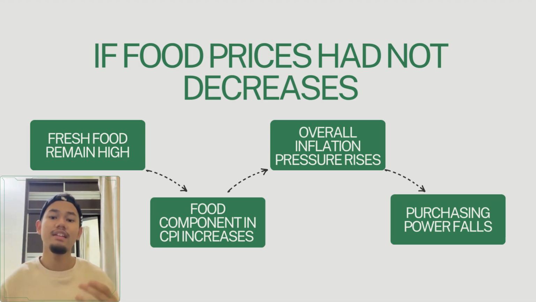As a result, B40 families may need to buy cheaper food, reduce savings, cut other spending, or depend more on government assistance.